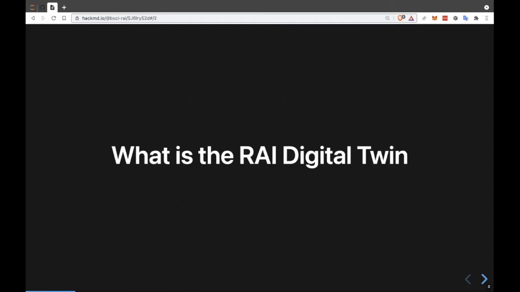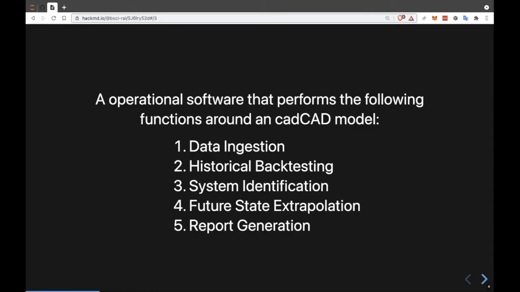So, a brief overview of what the RAI Digital Twin is. The summary is that essentially it's operational software, in the sense that it must be maintained regularly. It also has the goal of helping with day-to-day or week-to-week operation.